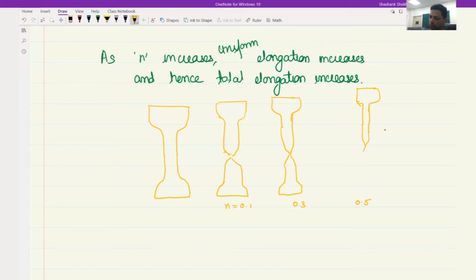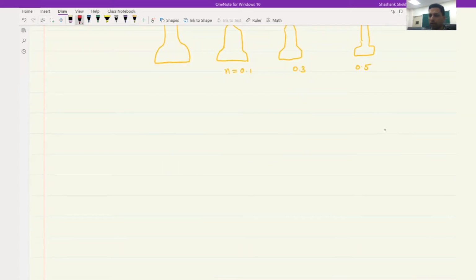So you can see that the sample thickness has become smaller and smaller, which means uniform elongation was larger, and also the total elongation is larger, which is evident from the total height of the sample that I have shown over here. So this is the implication of n equal to epsilon bar for the plastic instability condition.